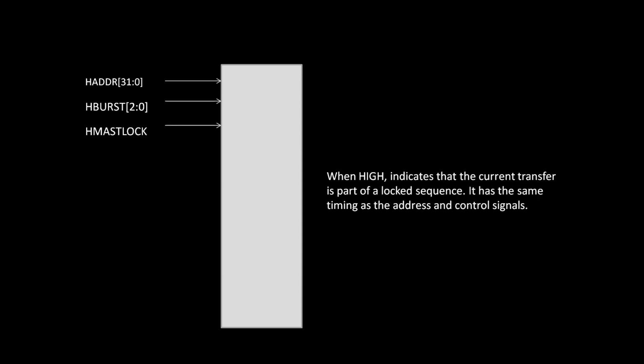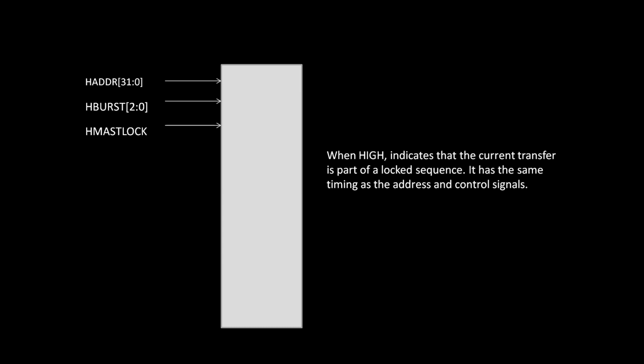HMASTLOCK. When high, indicates that the current transfer is part of a lock sequence. It has the same timing as the address and control signals.